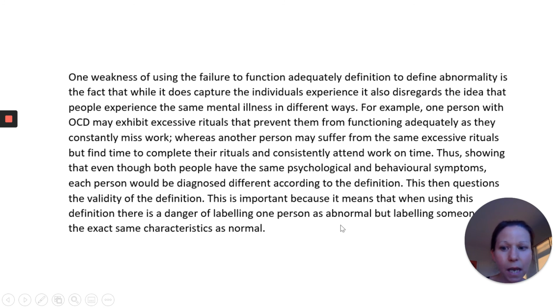And then at the end, we're saying, why is it important? Well, it's important because of this issue of labelling and stigma. So that was a really lovely paragraph, and some of you might be able to use that and help you to improve your own and to incorporate it in.